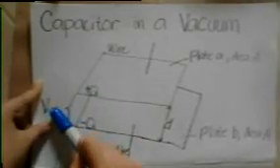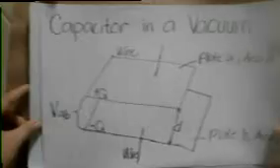Now this is our drawing. This is the wire. The plate A with area A has charge positive Q, and plate B with area A has charge negative Q, and this is their separation distance, and this is our potential difference V sub AB.